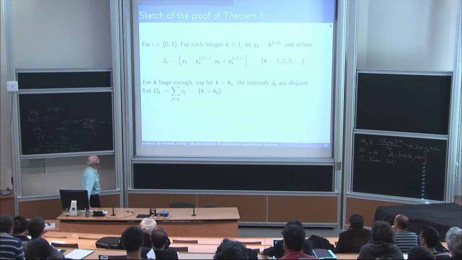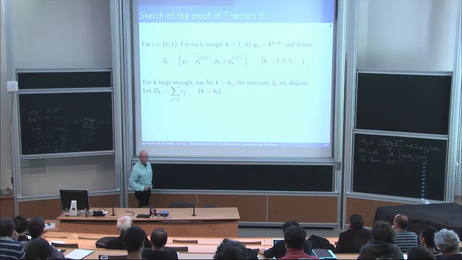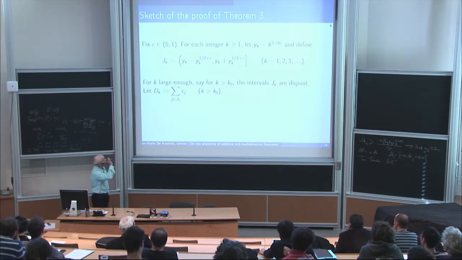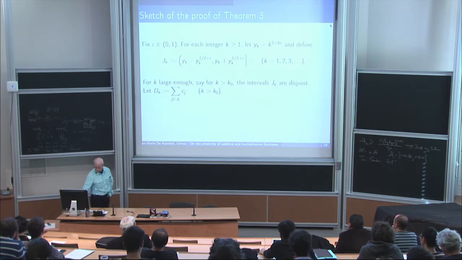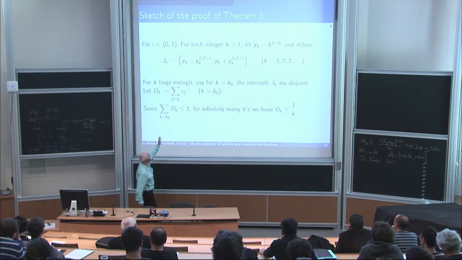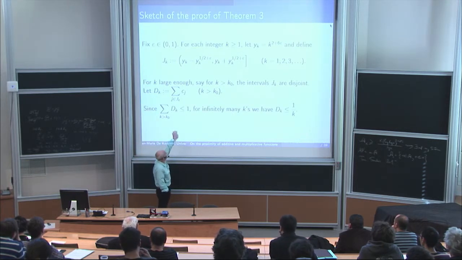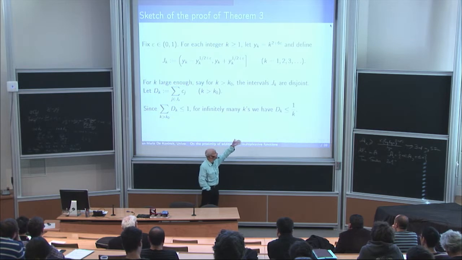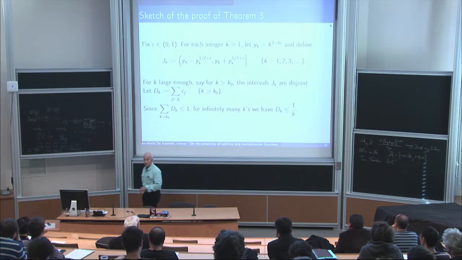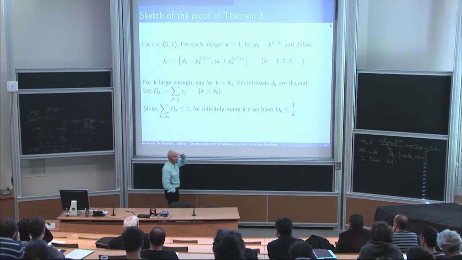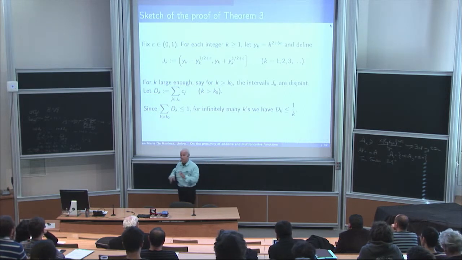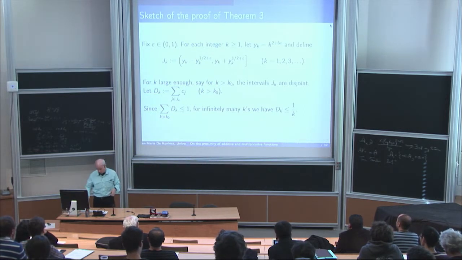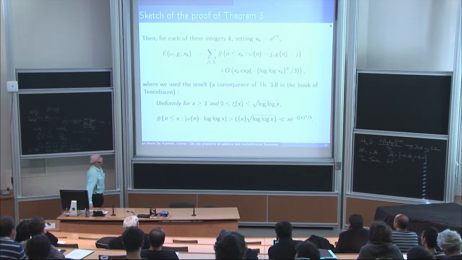Now take the sum of the Cj's for j in this interval gk. Since the sum of all Cj's is smaller or equal to 1, we certainly have that for k large enough, it's smaller or equal to this. Now, it means that for infinitely many k's, we have dk smaller or equal to 1 over k. Otherwise, the harmonic series would converge. So, not for all k's, but for infinitely many. We will restrict ourselves from now on to these particular k's for which dk is smaller or equal to 1 over k. And then I get the following.